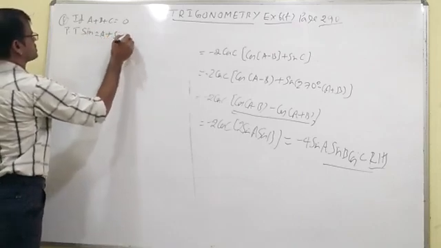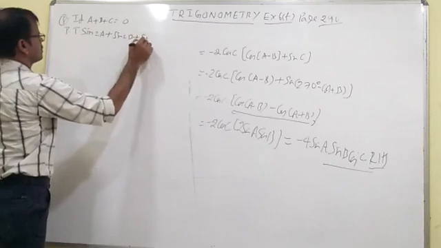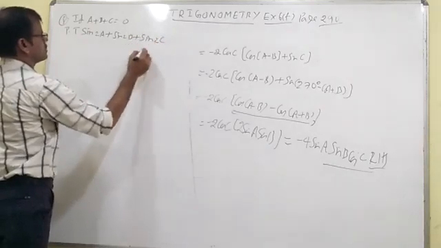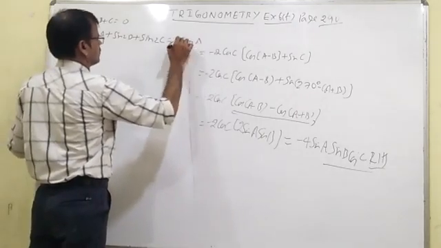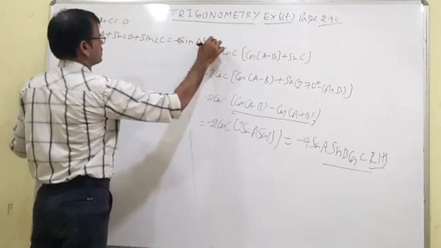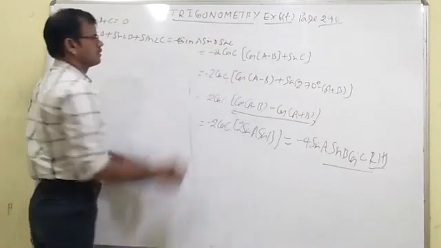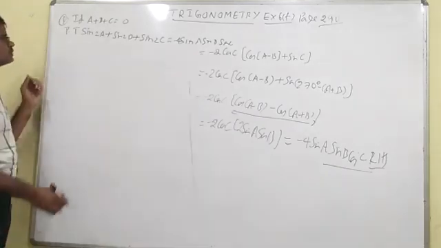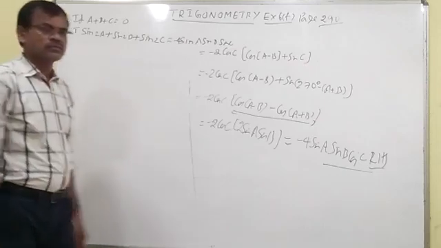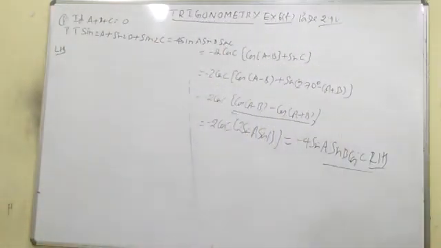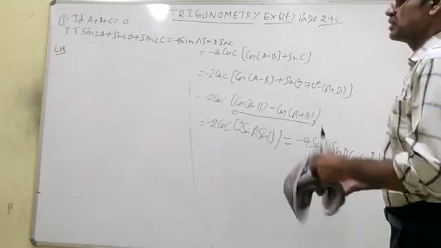sin 2a plus sin 2b plus sin 2c is equal to minus 4 sin a sin b sin c.